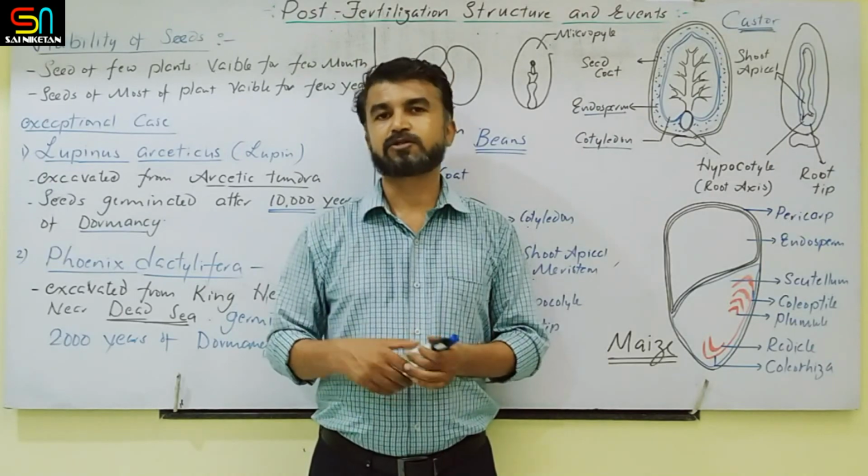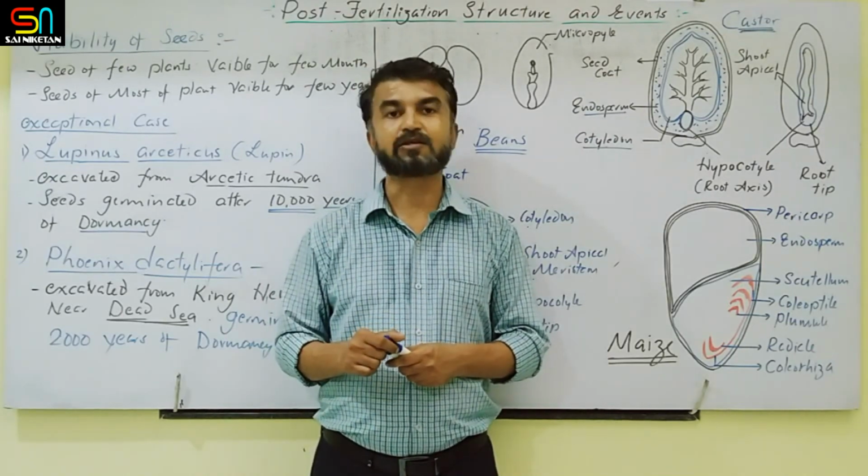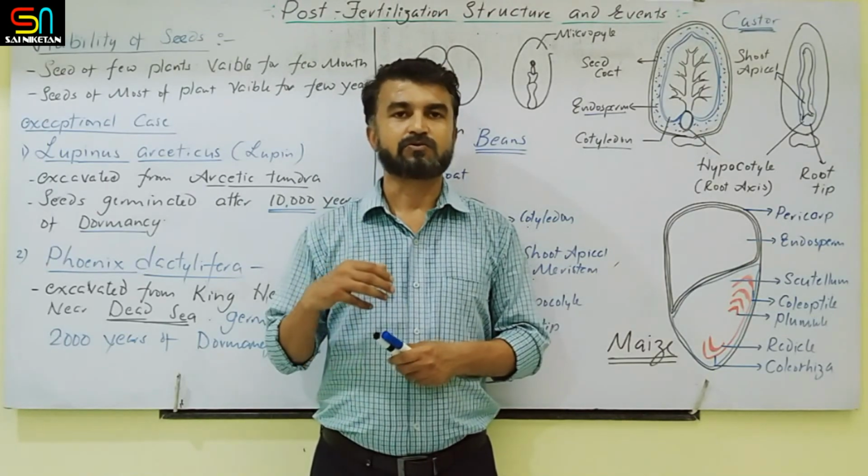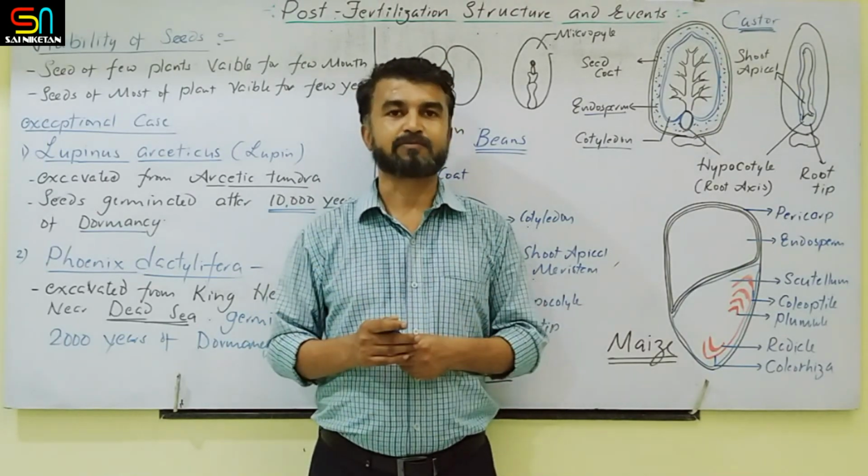Clear? Now only small portions are left, that is nothing but fruit, apomixis and polyembryony. If we cover that, the second chapter will finish.